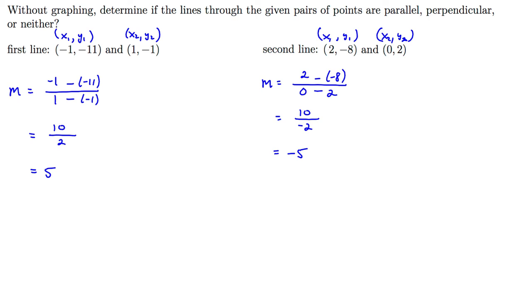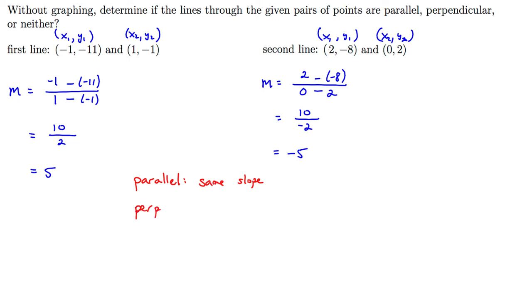Now that we have the two slopes, we now need to determine if these lines are parallel, perpendicular, or neither. So we should begin by reminding ourselves that when we have parallel lines, we know that they have the same slope. Well, clearly 5 and -5 are not the same number, so the slopes are not the same. Therefore, these lines are not parallel.